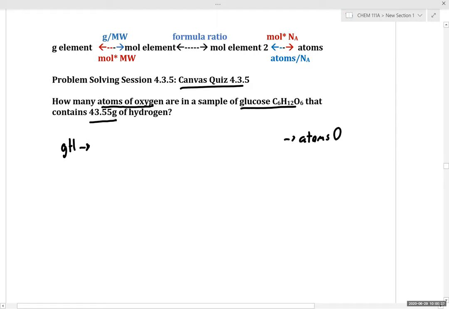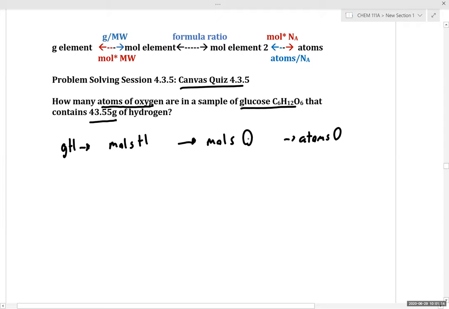Okay, so what intermediate units are we going to go through to relate the amount of hydrogen and oxygen in our sample? Moles, yep. So we're going to go from grams of hydrogen to moles of hydrogen. And then from the moles of hydrogen, since we know the formula, we can figure out the moles of oxygen.